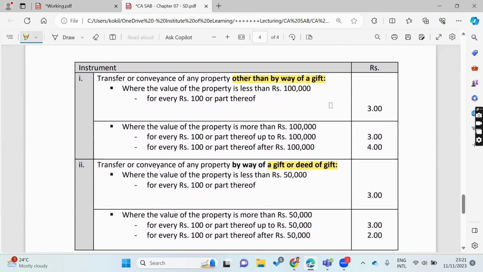If you are transferring other than by gift, and the amount is less than 100,000, for every 100 or part thereof, there are three rupees, that is 3%. If the property value is more than 100,000, you consider 3% up to 100,000, and beyond that amount, 4 rupees, that is 4%. I will do one example on two different scenarios.